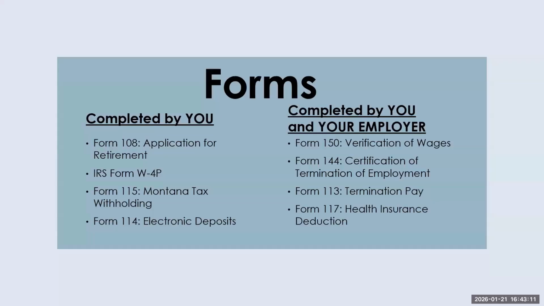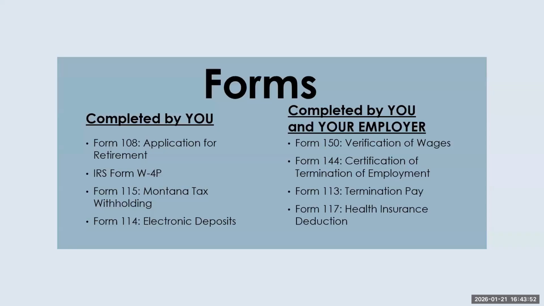So, forms that need to be completed by you. And there is a checklist on the first page, and we'll hit that when I go to the Form 108, but it lists these out. So you as the member need to complete Form 108, and that's your application for retirement. That's a six-page packet. There is an IRS Form W-4P. Also Form 115, which is your Montana State Withholding Certificate. And there is Form 144, which is going to be your electronic deposit form if you decide to do that.